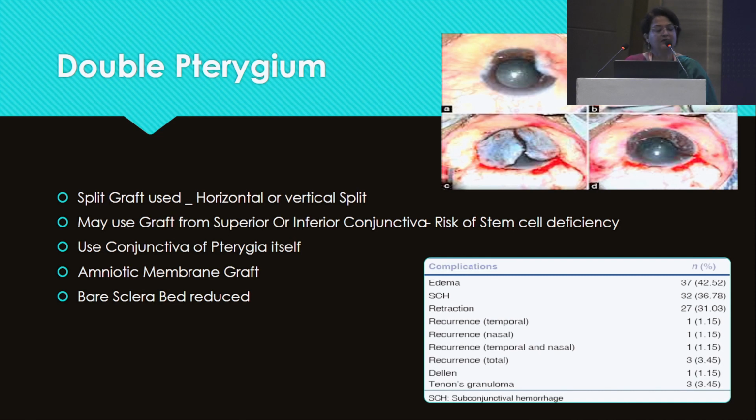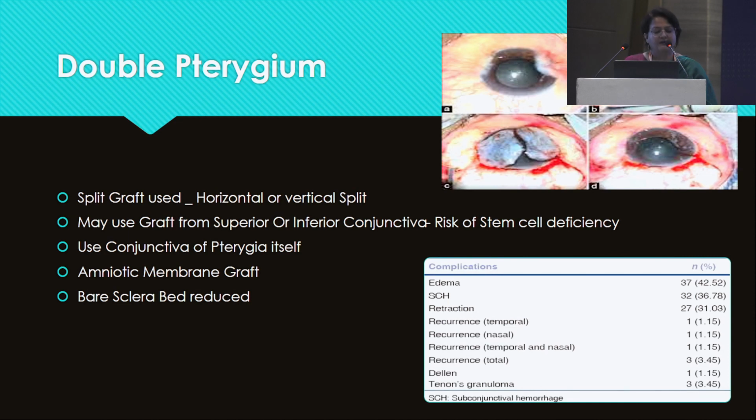We can use the conjunctiva of the pterygium itself also. That is another technique that is being used by corneal surgeons now. We know that pterygiums are subconjunctival elastotic degenerations. So if there is a relatively healthy conjunctiva available, excise the pterygium, do a good dissection of the conjunctiva above the pterygium, preserve it, rotate it and use the same conjunctiva over the excised area.